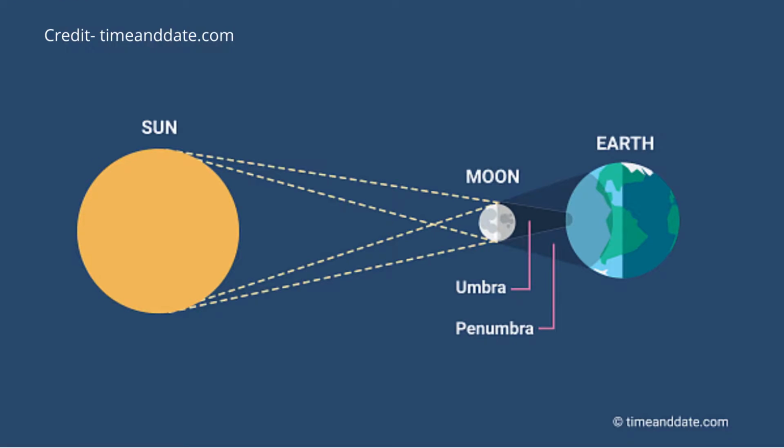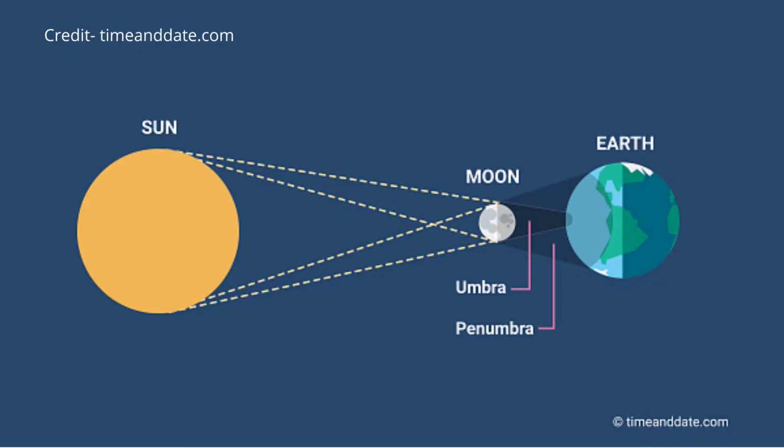The solar eclipse occurs when the moon comes in between the sun and the earth, blocking the sun's light from reaching the earth. But when this happens, only a small part of the earth will not get sunlight, since the moon is not big enough to stop light from reaching the whole earth.